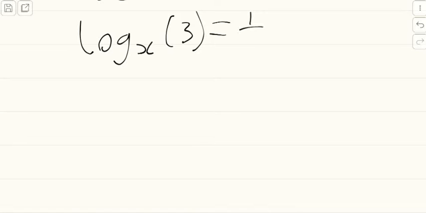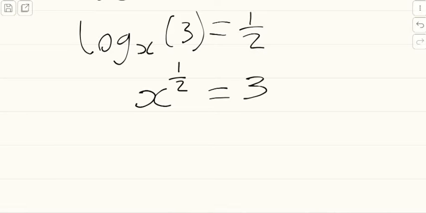Okay, moving on, we have log to the base x of 3 equals a half. So again, we have x to the power of a half is equal to 3.